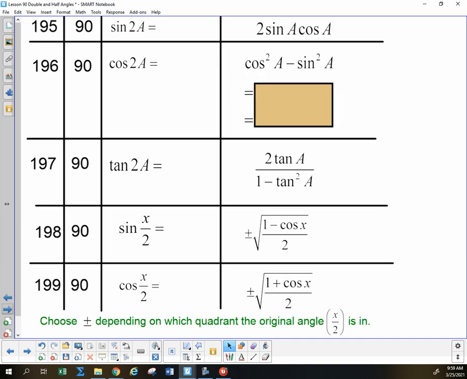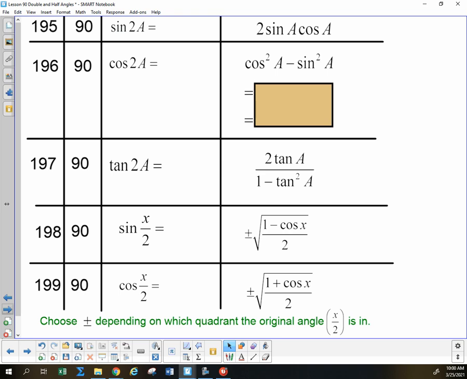And that is my final identity for the day. So here is our final list of all 5 formulas for you to get copied down. Sine of 2a is 2 sine a cosine a. Cosine 2a is cosine squared a minus sine squared a. Tangent 2a is 2 tan a over 1 minus tan squared of a.